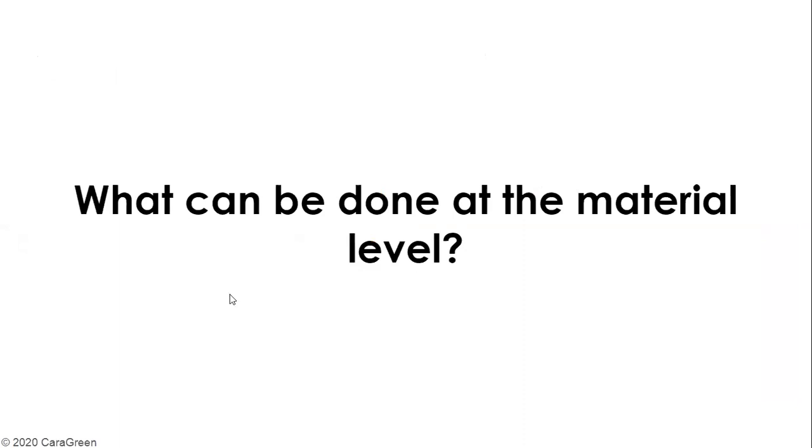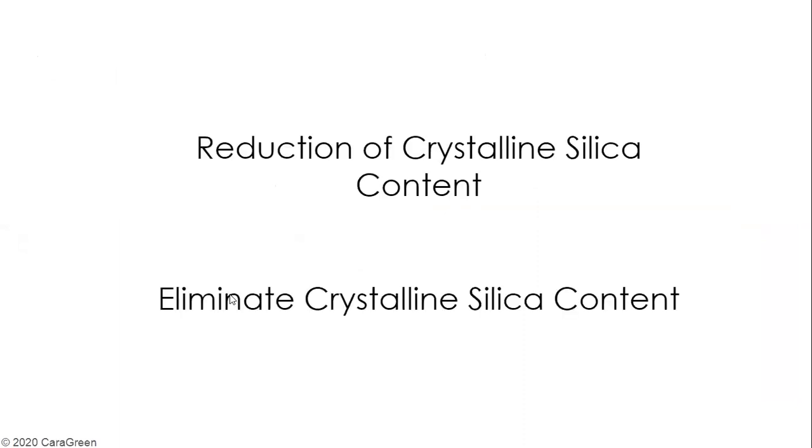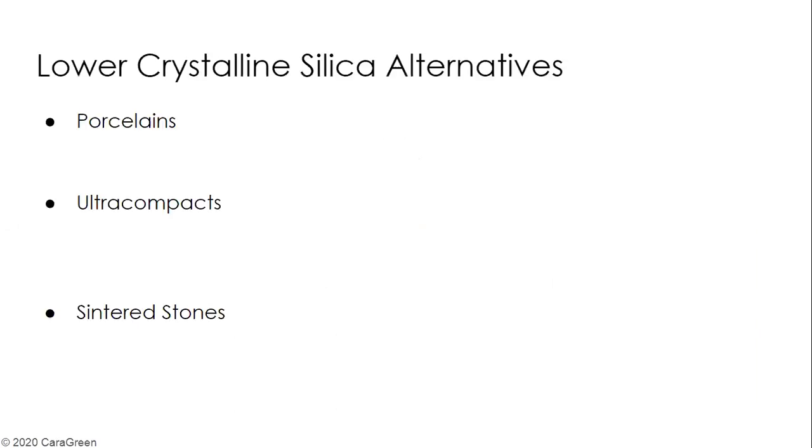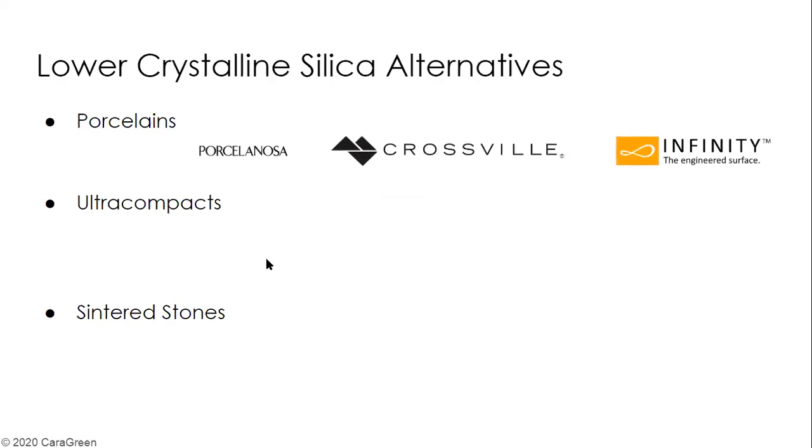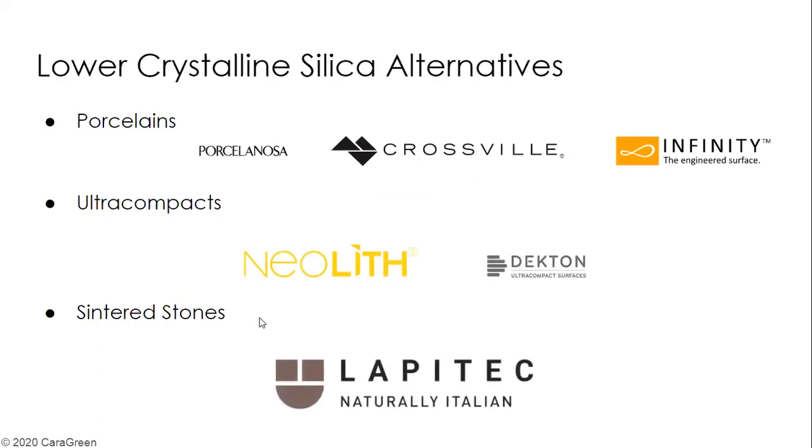But what can be done at the material level? We can reduce the amount of silica content, or we can eliminate the crystalline silica content. This is not an either/or; this is a path to do both. There are alternatives out there now that have low crystalline silica content. Some of those are the porcelains. I just threw up a few brands here: some of the ultra compacts, and some of the sintered stones like Lapitec.